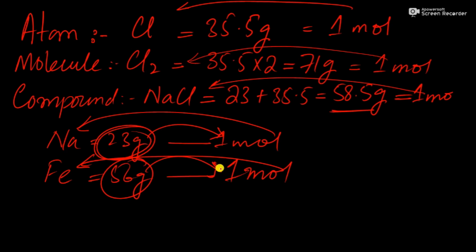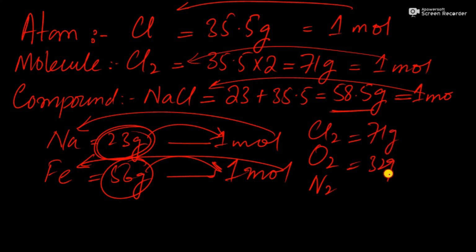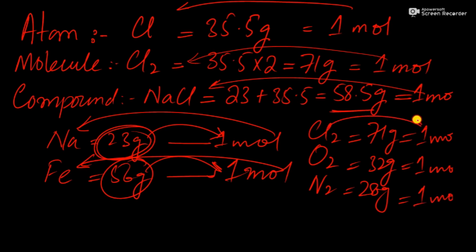But if you talk about molecules like chlorine gas, oxygen gas, and nitrogen gas, they all have different masses, like 71 gram, 32 gram, and 28 gram. These are 1 mole of these molecules. Each mole has its own mass: 1 mole of chlorine gas, 1 mole of oxygen gas, and 1 mole of nitrogen gas, depending on their molecular masses.